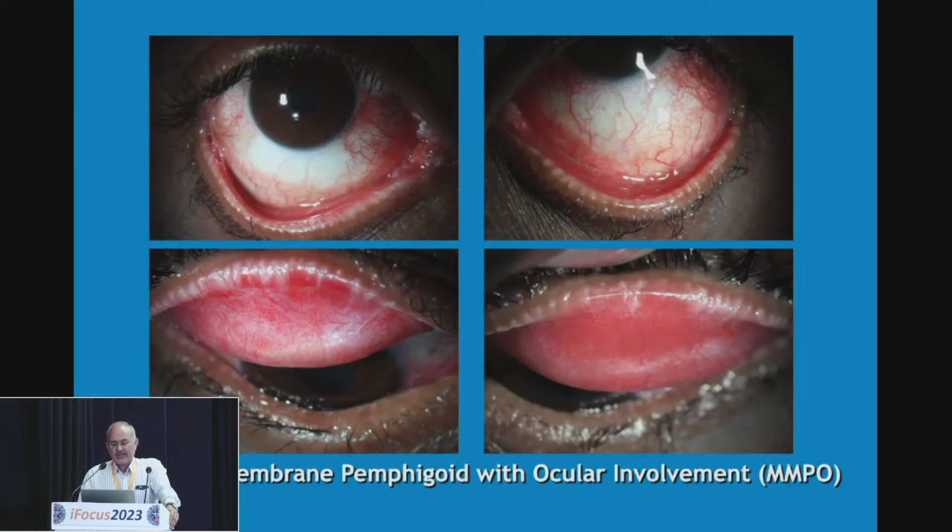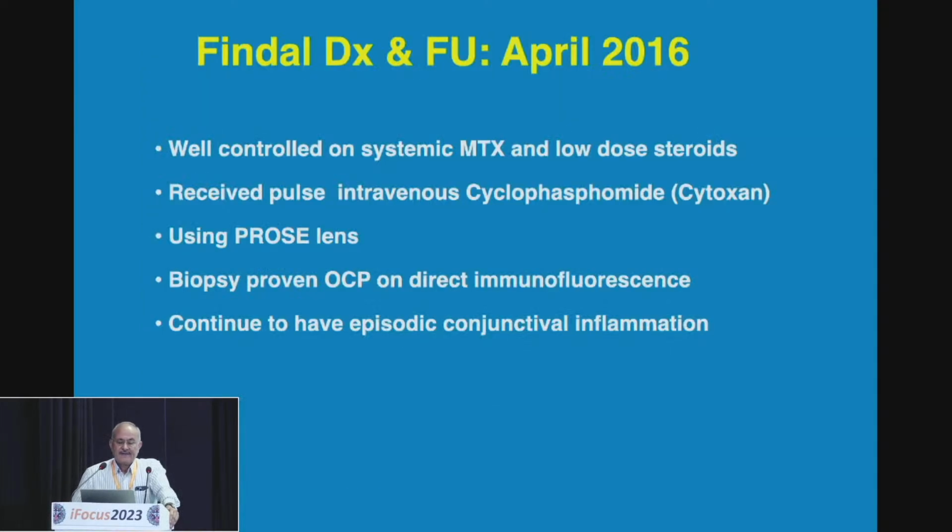So finally, we came around and thought that this is a mucous membrane pemphigoid, and we did a repeat biopsy, which showed that this is a patient with MMP, which was well controlled on systemic methotrexate, and we had given intravenous methylprednisolone as pulse, cytoxan, and used a PROSE lens or a Boston scleral lens, and this was proved with the biopsy. So how do you do a biopsy? Have you seen it? Does anybody have experience of seeing it in your institution or only read about it?